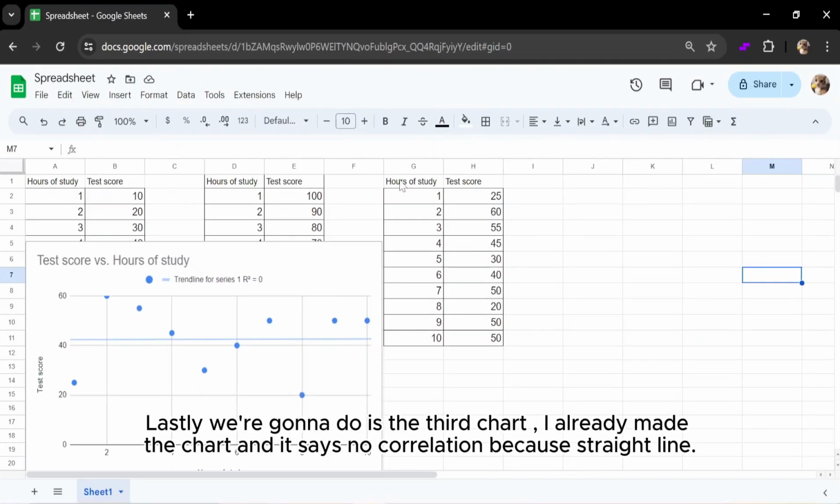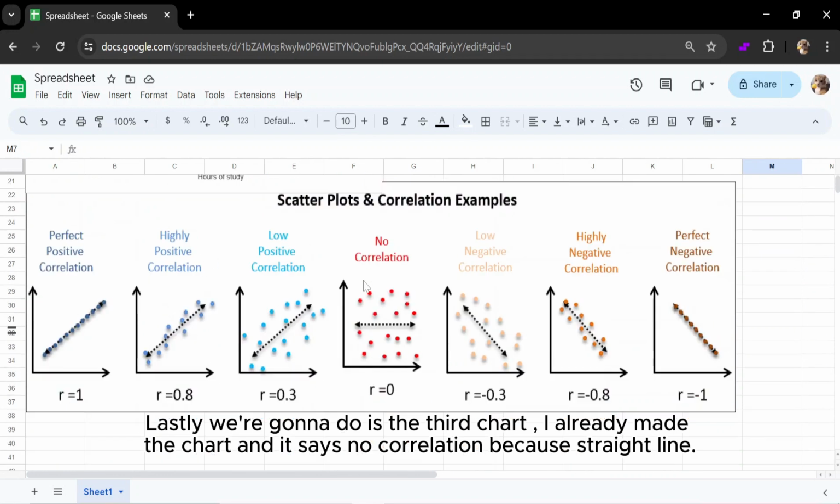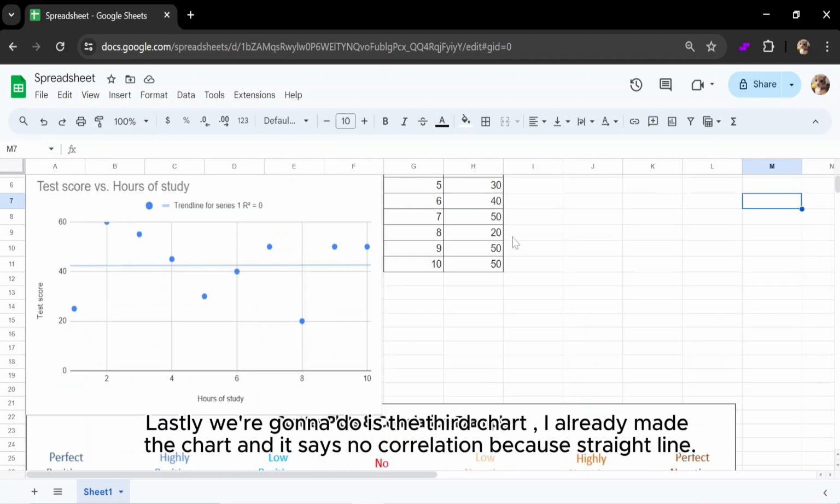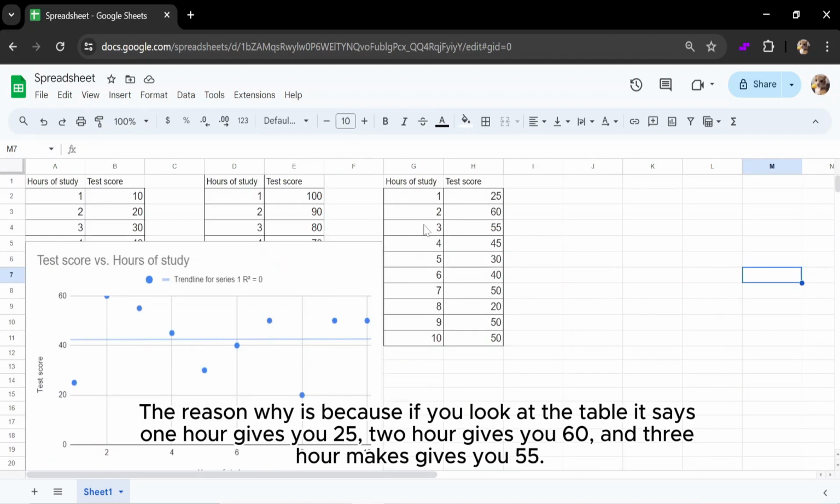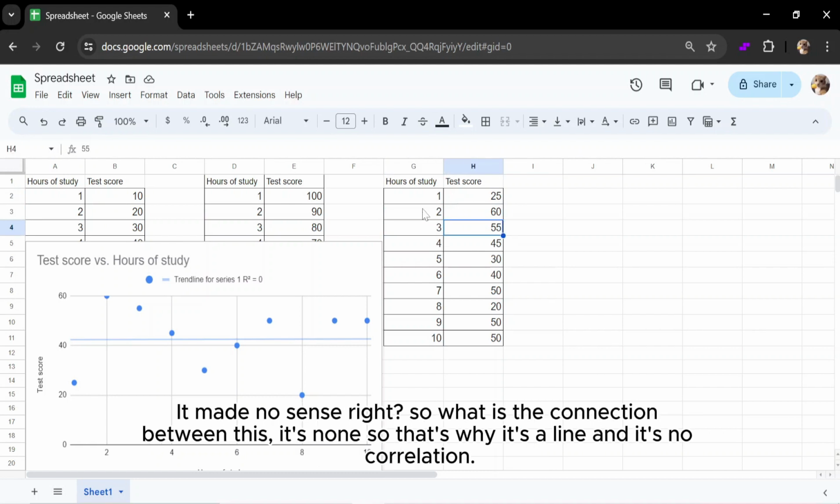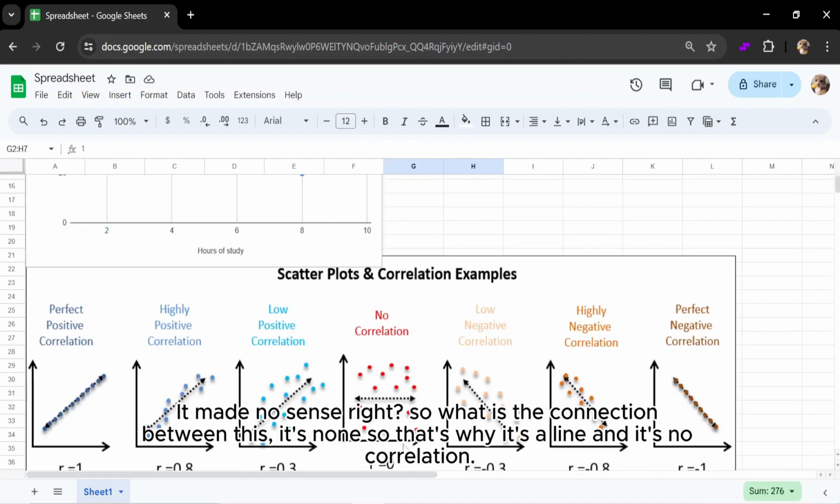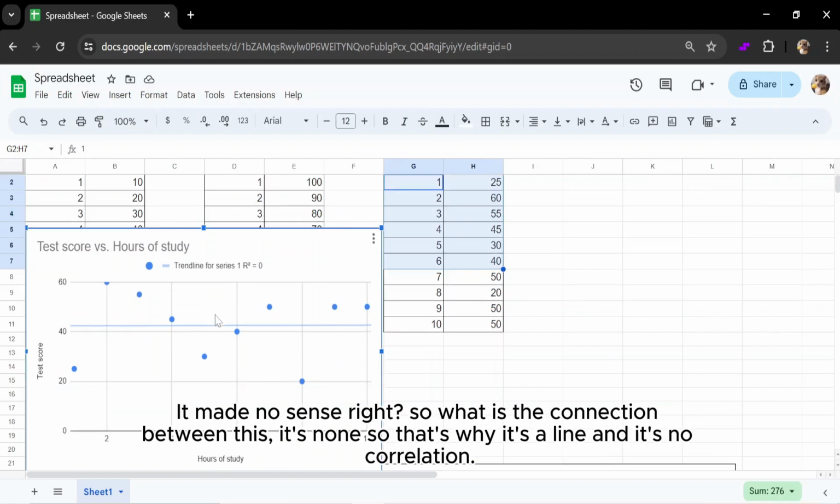Lastly, we're gonna do the third chart. I already made the chart and it says no correlation because it's a straight line. The reason why is because if you look at the table, it says 1 hour gives you 25, 2 hours gives you 60, and 3 hours gives you 55. It makes no sense, right? So what is the connection between this? It's none. So that's why it's no correlation.